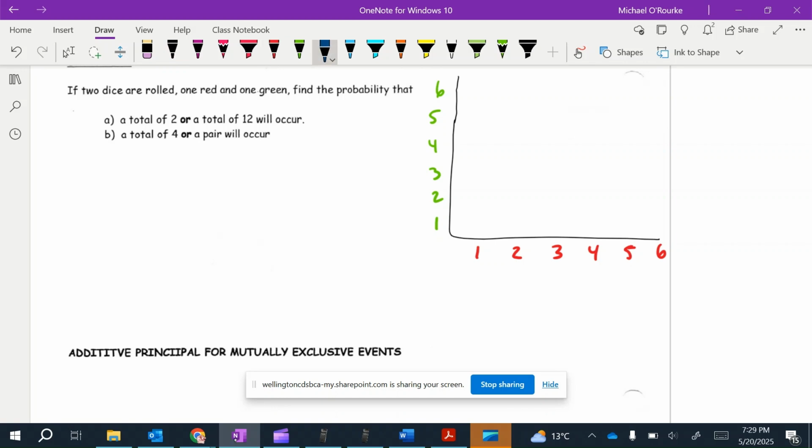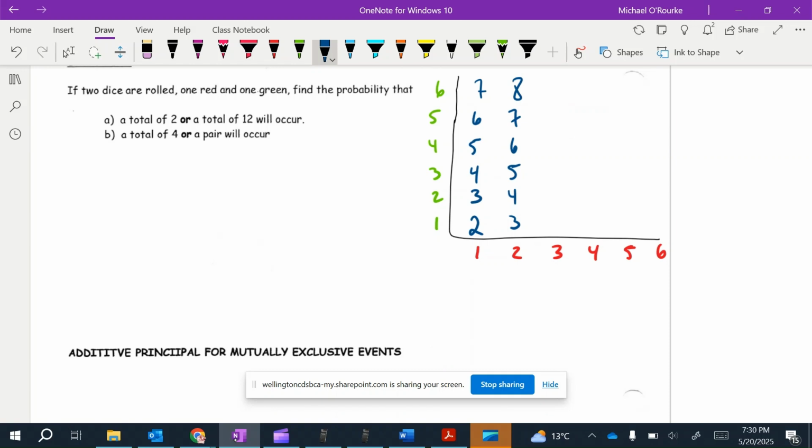If I roll a 1 and a 1, my sum is going to be 2. If I roll a 1 on the red and 2 on the green, my sum is going to be 3. A 1 and a 3 is going to be 4, then 5, 6, and 7. Now a 2 and a 1 here is going to equal 3. A 2 and a 2 here is going to equal 4. A 2 and a 3 is going to be 5. A 2 and a 4 is going to be 6, then 7 and 8.